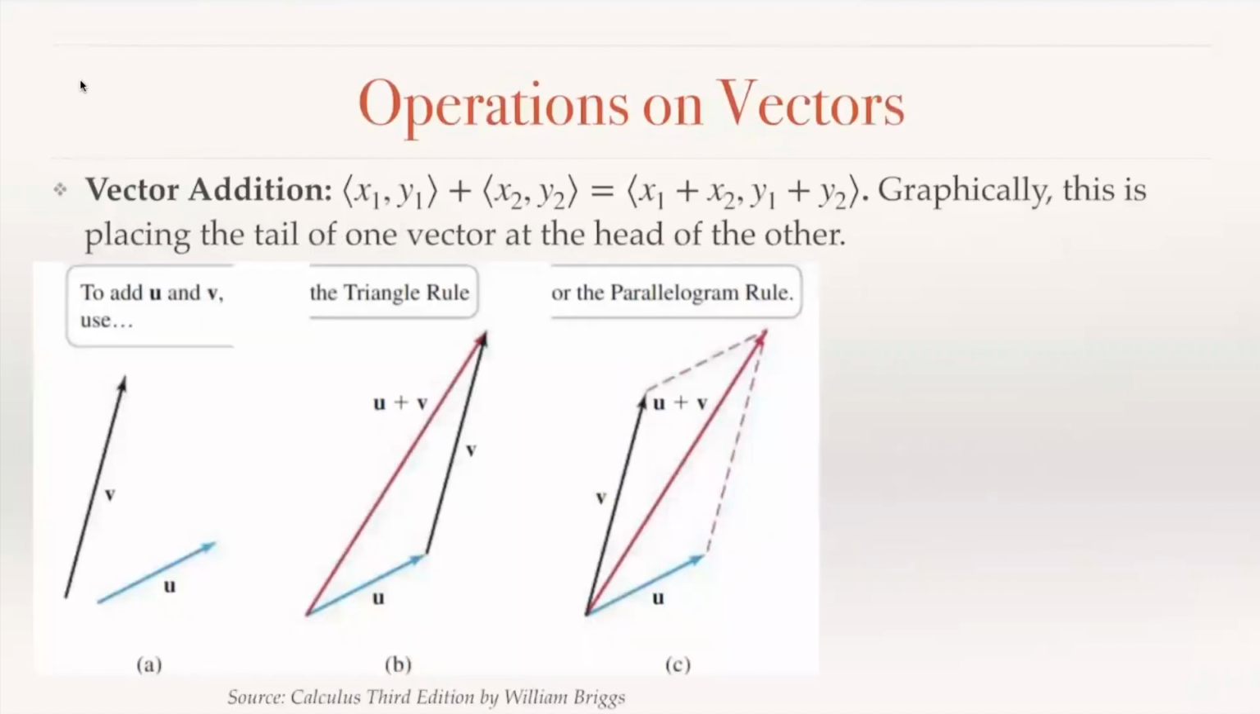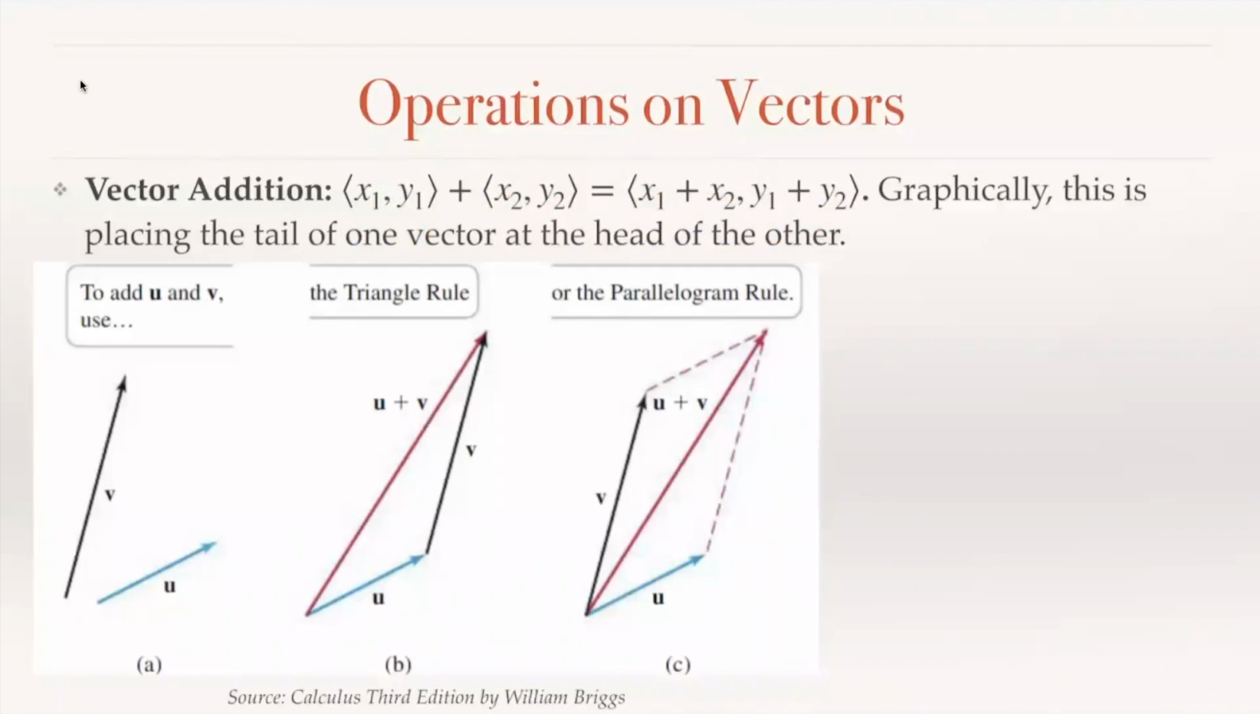So in addition to scalar multiplication, vectors can be added together. Adding two vectors together is just a matter of adding their respective coordinates. So (x1, y1) plus (x2, y2): adding together the x coordinates, we have x1 plus x2, and adding together the y coordinates, we have y1 plus y2. How we really want to think about this is graphically.